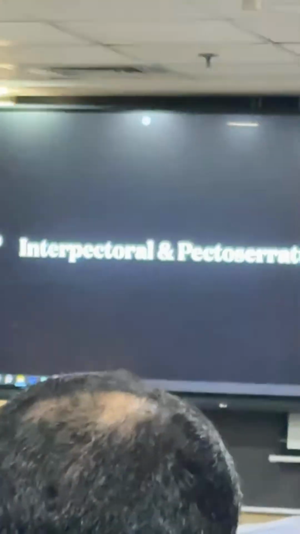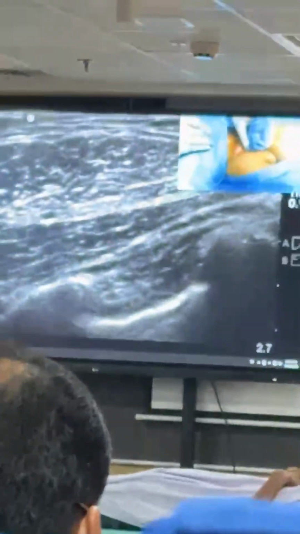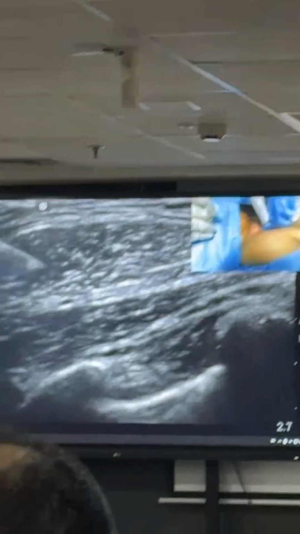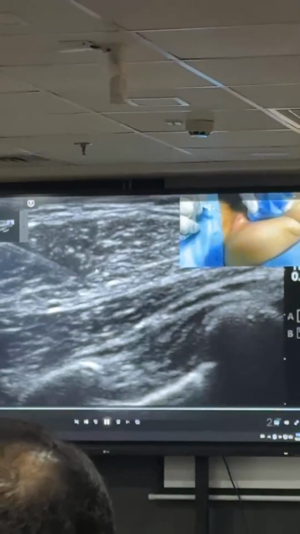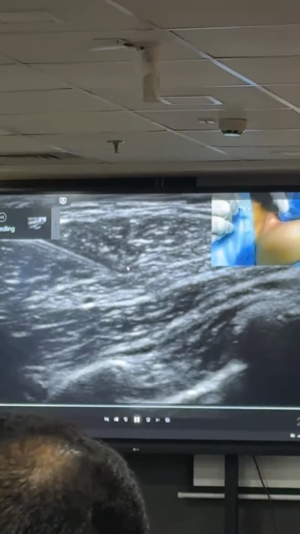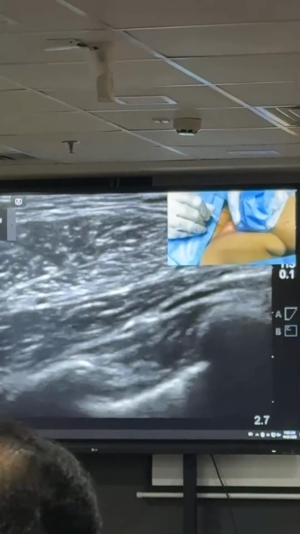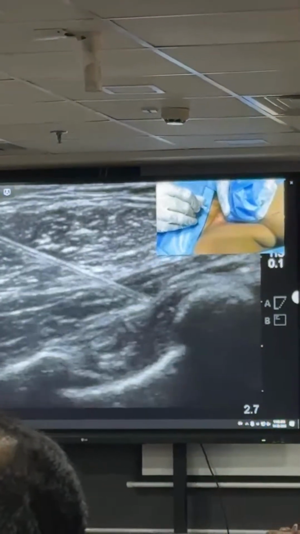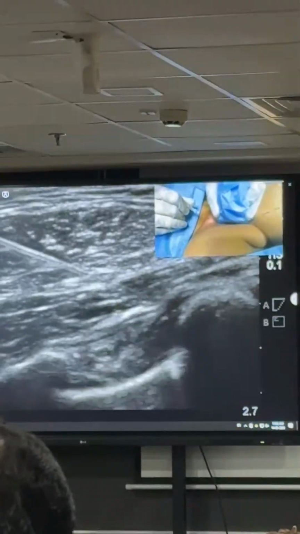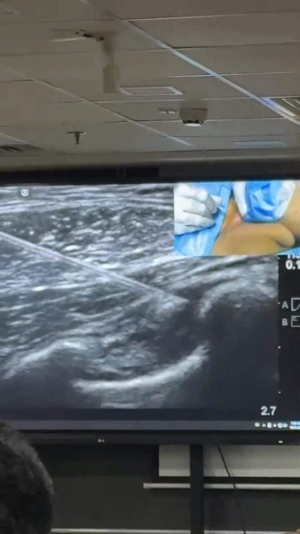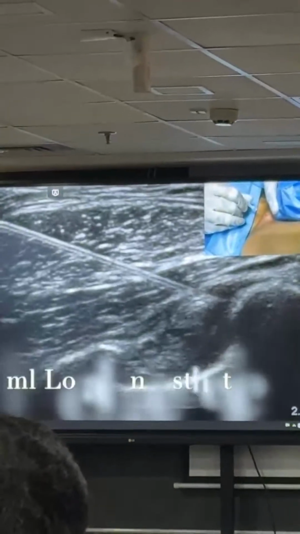So once you identify the plane, it is easier to do the block as I said in the next row. Again, the data is coming from cranial caudal. You can see the pec major, minor, and the lead is the vector always the same, so that you can just place the needle close to that.